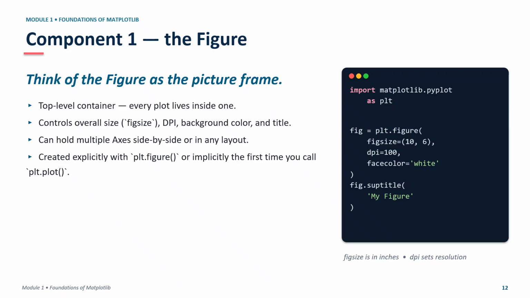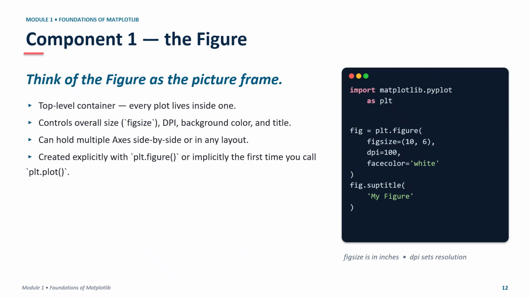And the implicit way is when you call the plt.plot() method for the first time, Matplotlib automatically creates a figure for you. Here it is convenient for quick exploration. The code on the side shows you the explicit approach. figsize (10, 6) means that it is 10 inches wide and 6 inches tall. DPI is 100, which means 100 pixels per inch. So the actual image would be what? 1000 by 600 pixels, right? The facecolor is given as white, which sets the background color as white.